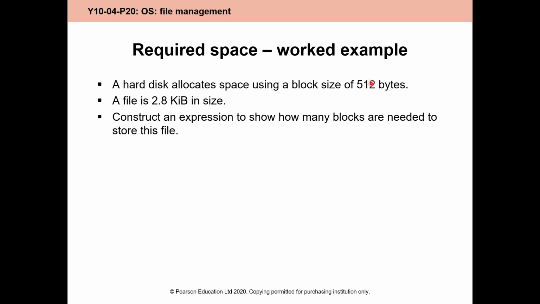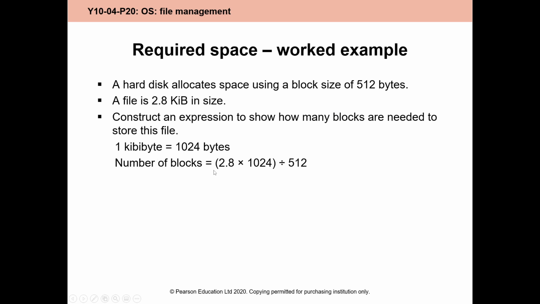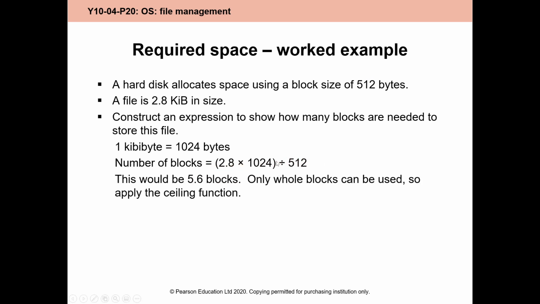The amount of space it's going to take up on disk is going to be 512 bytes. You always have to round up. If a file is 2.8 kilobytes, then we're going to need to work out how many blocks. So 1 kilobyte is 1024 bytes. How many blocks? Well, 2.8 kilobytes, 2.8 times 1024, divided by the number of bytes per block, and that's our expression. We don't actually care about the answer. You're not expected to calculate it. If you were to calculate it, you get 5.6.